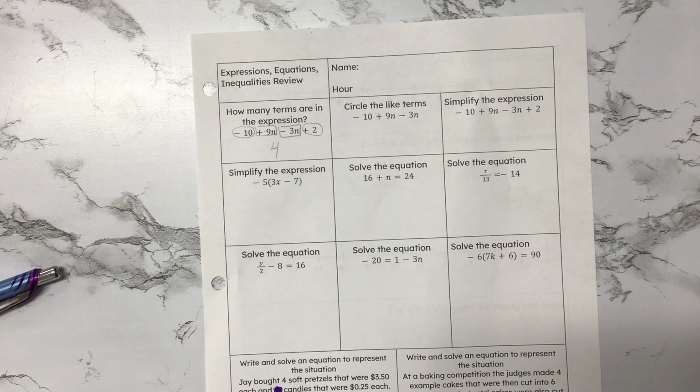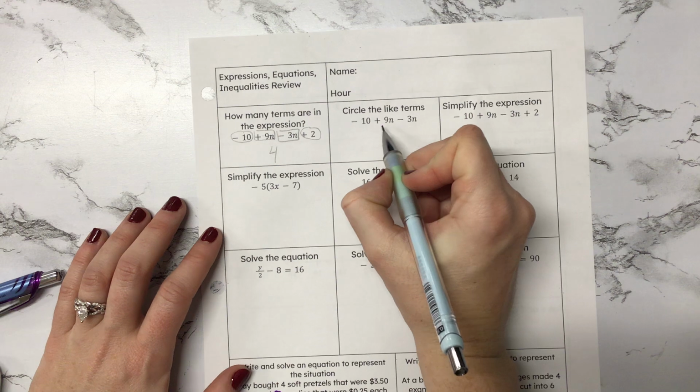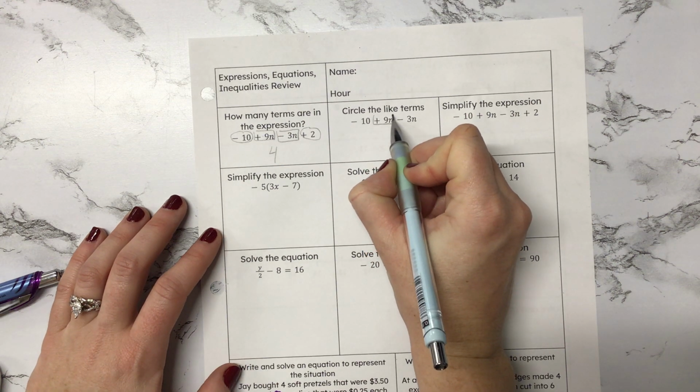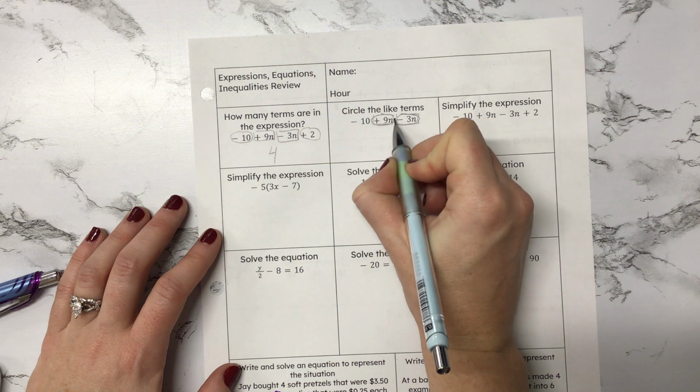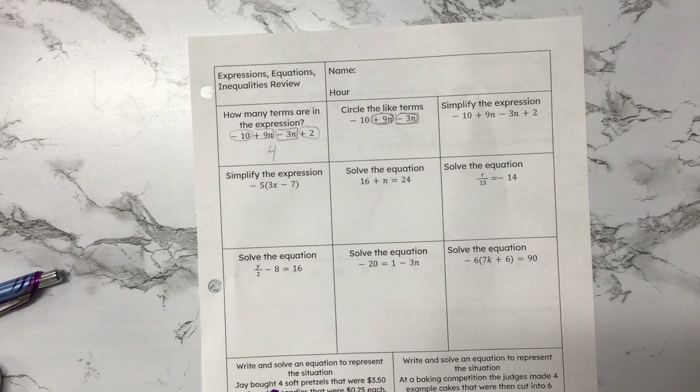All right, so the next one is like terms. Circle the like terms. Like terms are either going to have the same variable or they're both just a constant. So here I see that plus 9n and minus 3n. I guess I didn't circle them. Those are like terms because they have the same variable.